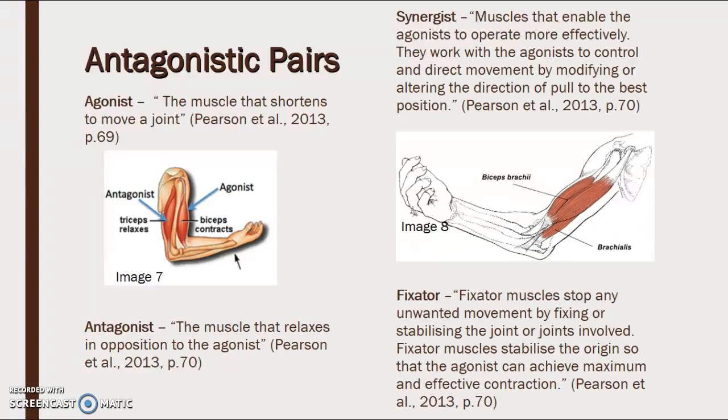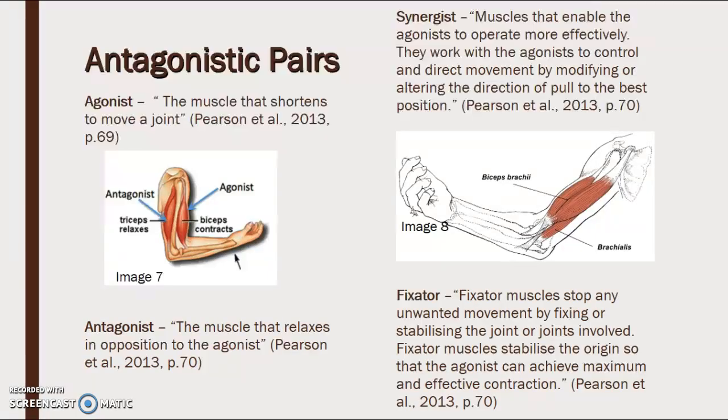Then the synergist, which are muscles that enable the agonist to operate more effectively. They work with the agonist to control and direct movement, modifying or altering the direction of pull to the best position. So when performing a certain sporting movement, you not only have a major muscle conducting the movement, you also have smaller muscles assisting the muscles around and in the joint, helping with the movement you're making. So these are what the synergist muscles are.